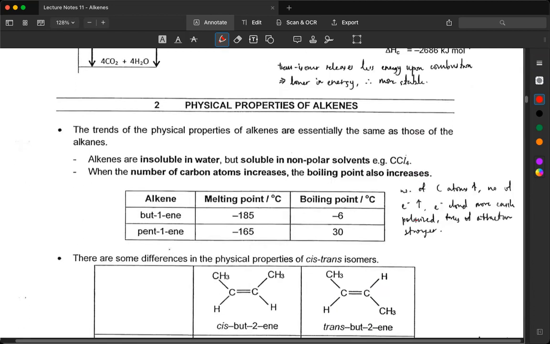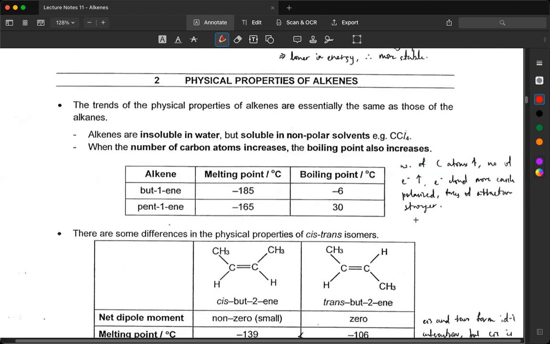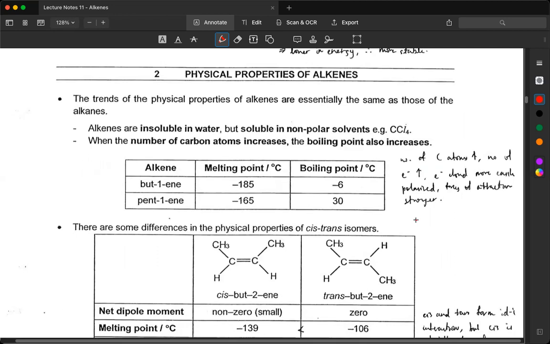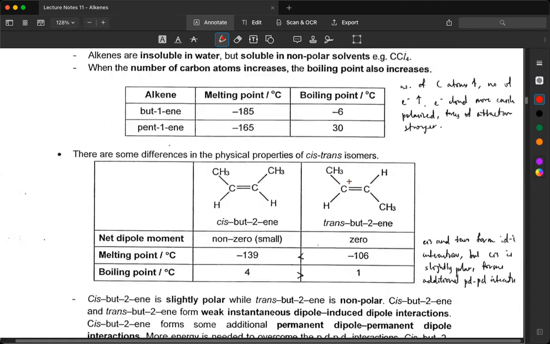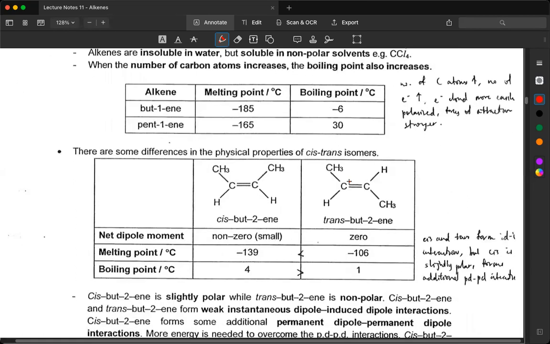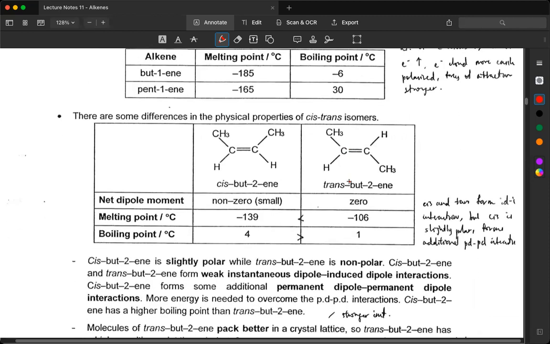The trend of physical properties of alkenes is similar to alkanes. Alkenes are insoluble in water but soluble in non-polar solvents. With the increase in the number of carbon atoms, the boiling point increases. However, there are some differences in the physical properties between the cis and trans isomers. Let's take a look at it.